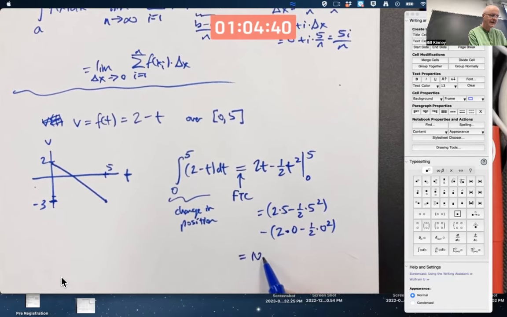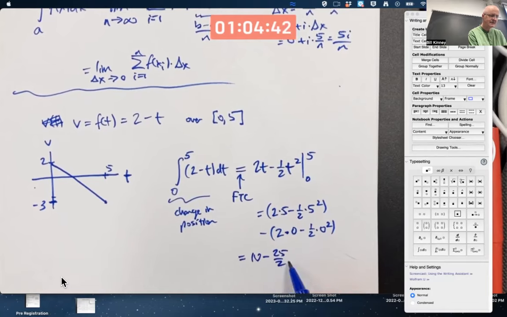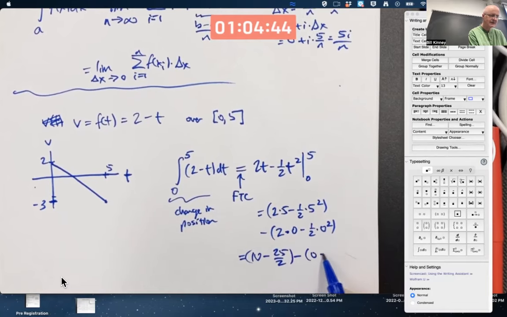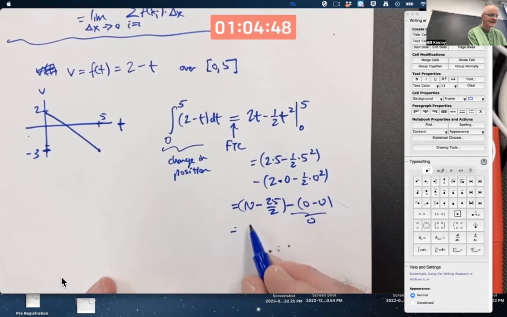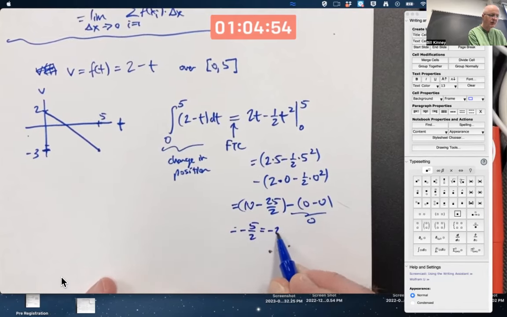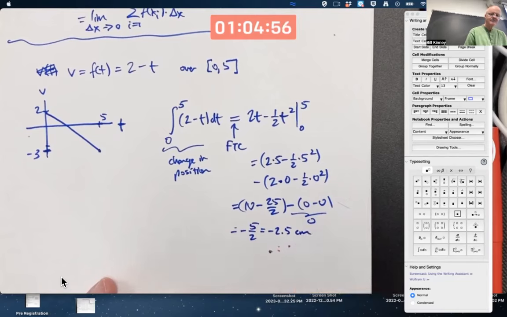Gives 10 minus 25 halves minus 0 minus 0. And that's a big 0. 10 is 20 over 2. 20 over 2 minus 25 over 2 is negative 5 over 2. Negative 2.5 centimeters is not the distance traveled, it's the change in position. Can it be interpreted as an area? Not in the usual kind of way, but it is related to areas.